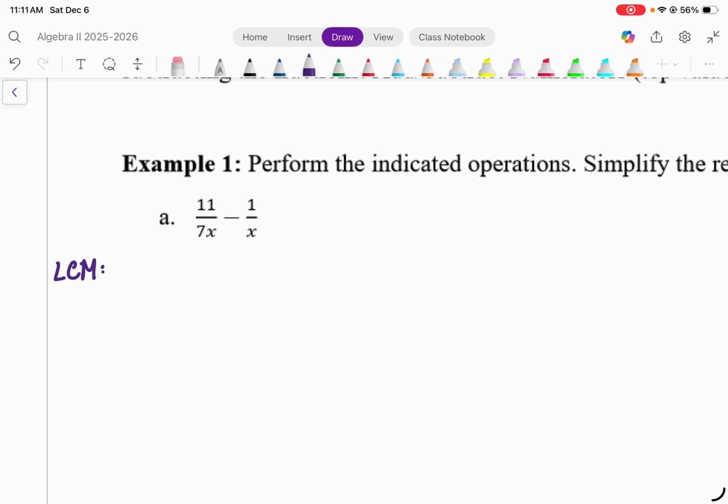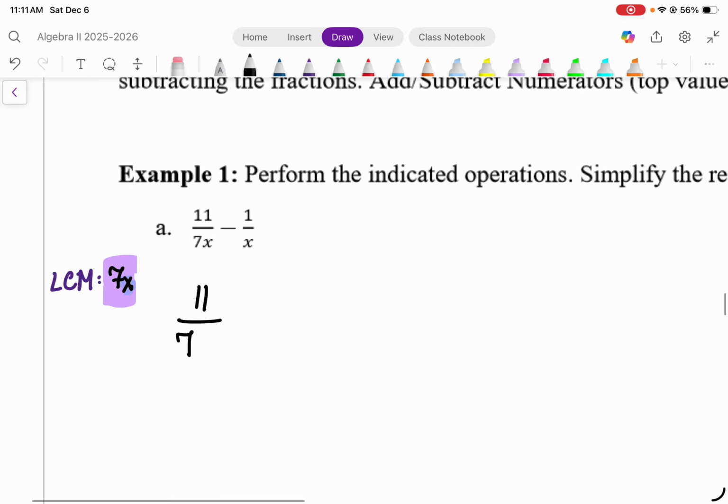So if we look at our first denominator, it is 7 times x, and we will use that. And then any new factors that are in our second denominator, we will multiply it by that 7x. But because there's already an x in our LCM, we don't need to multiply anything else to get our LCM. So for these two fractions, our LCM is 7x. Because the first fraction already has 7x as the denominator, we're not going to do anything with that one.